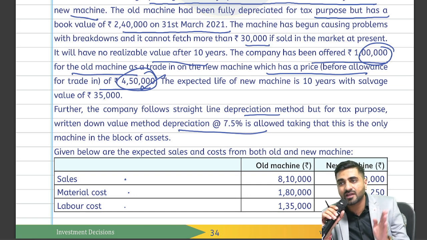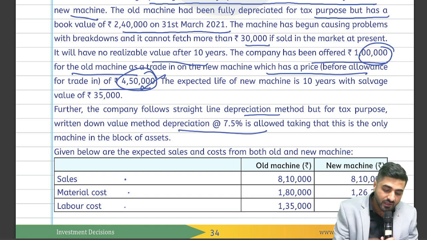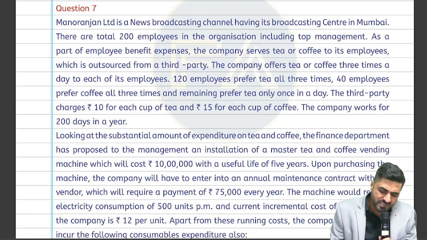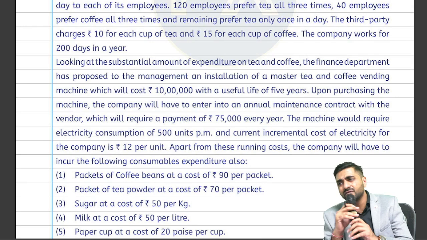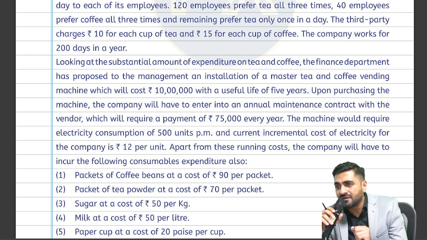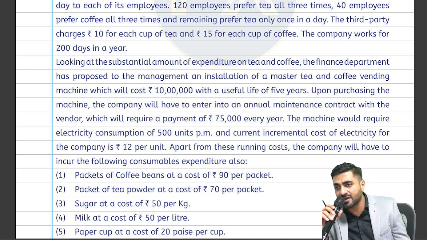Yes, sir. On that basis you will be getting PV of CI minus PV of CO, and you'll be getting NPV. So this was your incremental method. Okay. Question number 7 is a very simple question pertaining to your calculation of NPV. I'll give you a gist. It's a question on decision making.